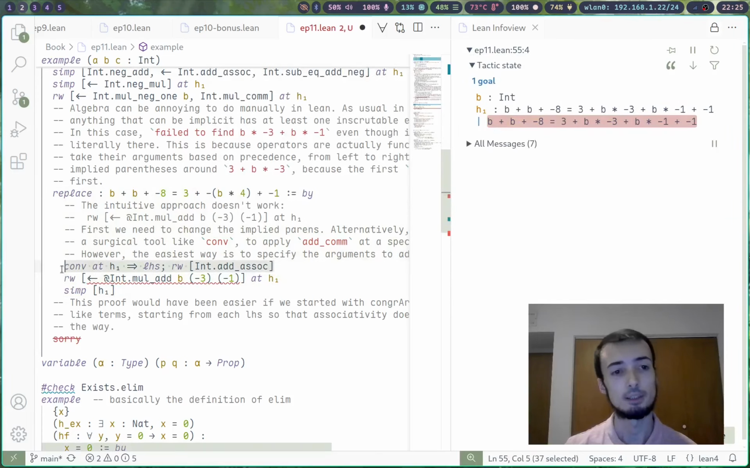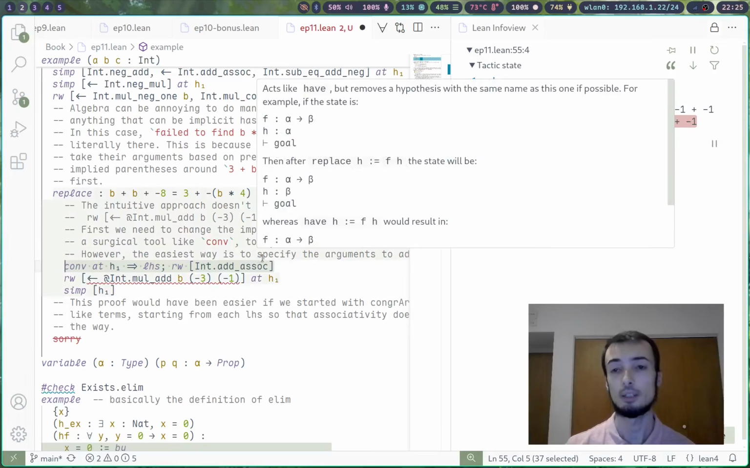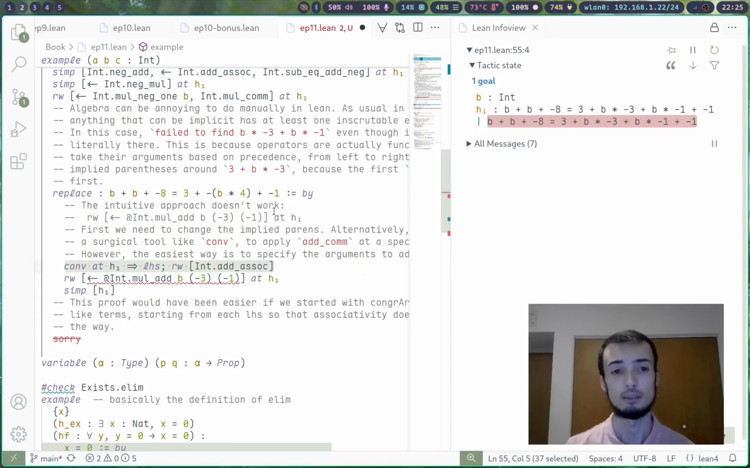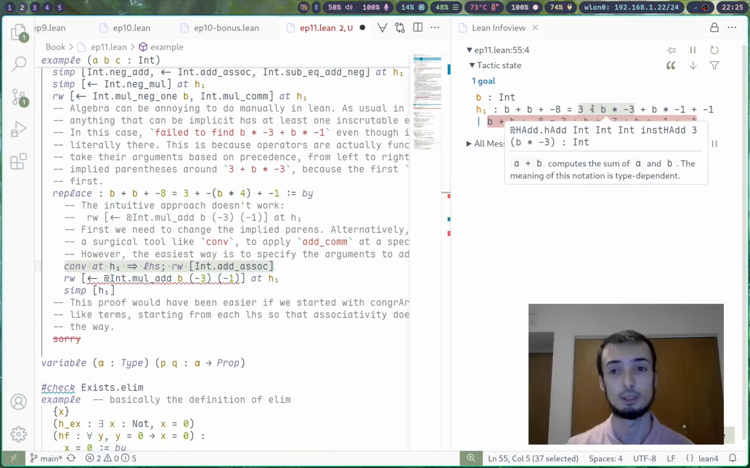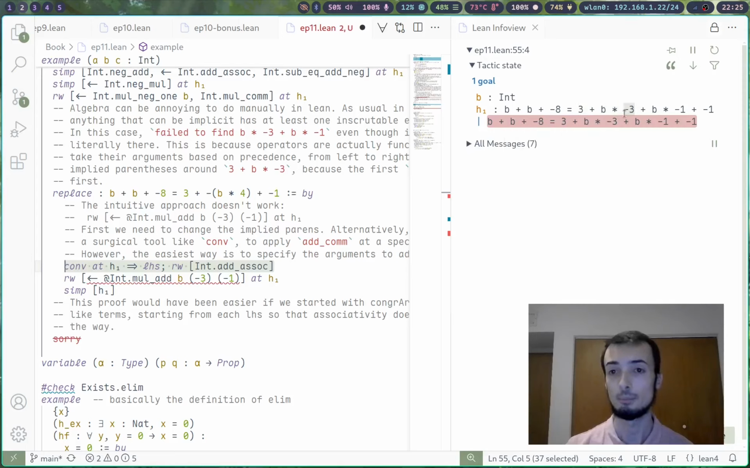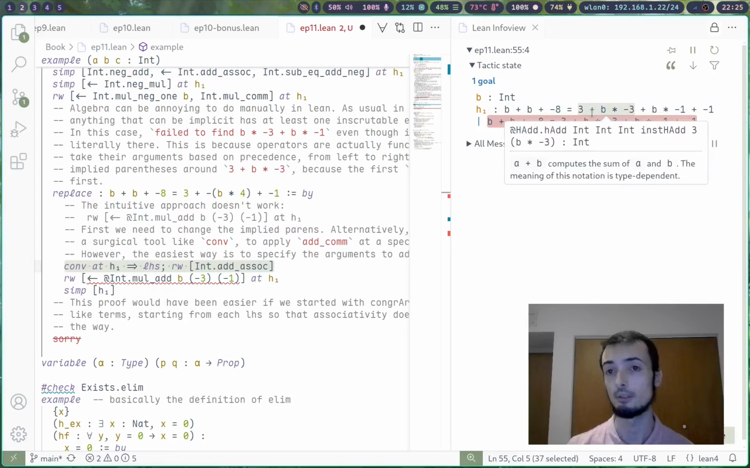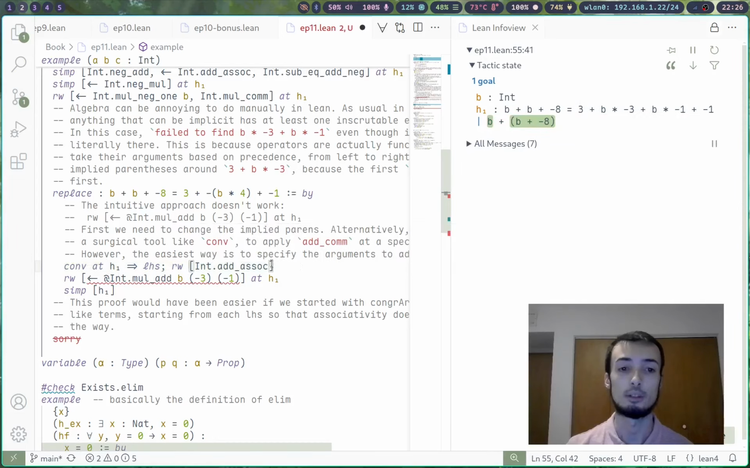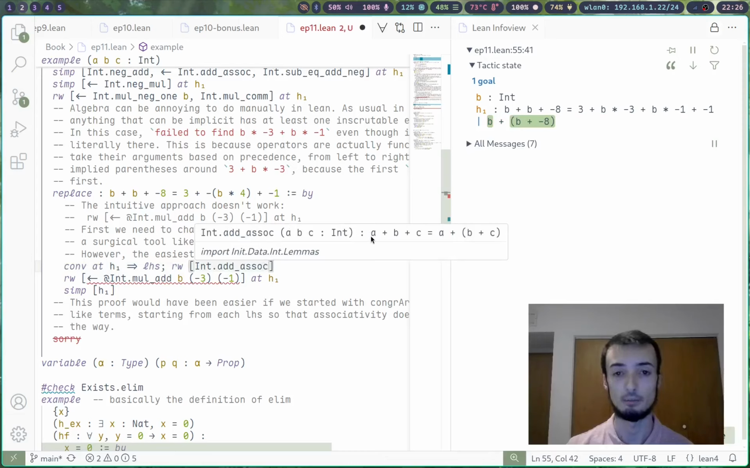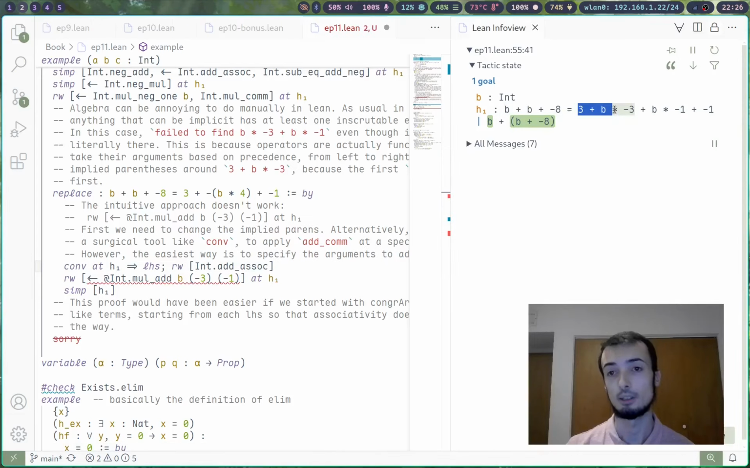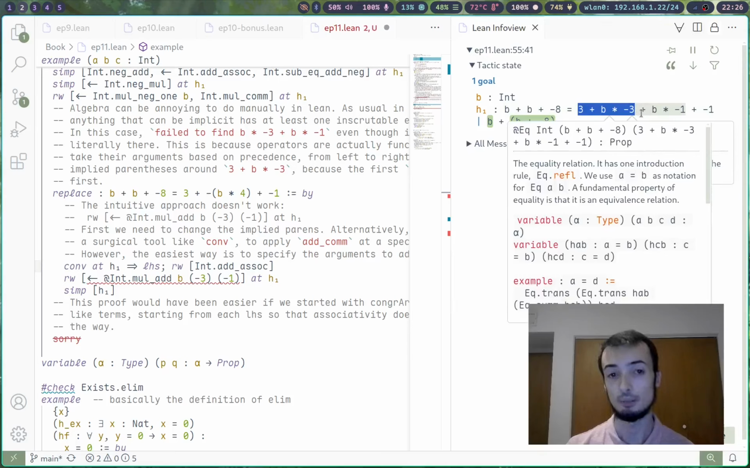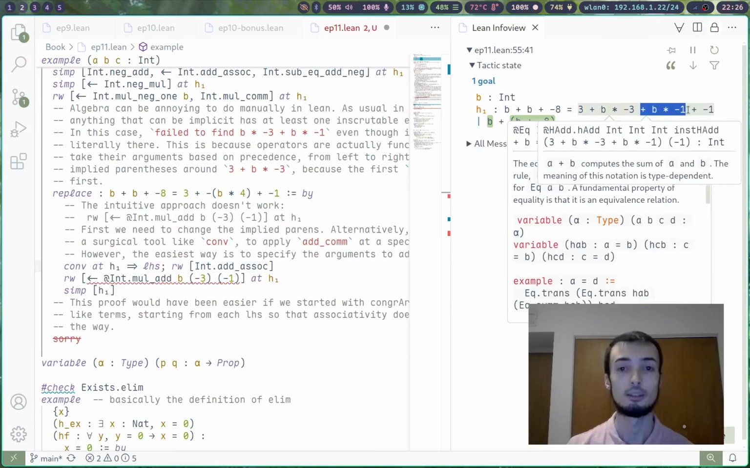And if you play around with this a little bit, you'll find that it's quite impossible to do this with convert. And the reason is very subtle. It's because of the implicit parentheses around this plus. If you hover over it, and this is where hovering over things can really help you, you'll notice that this plus is grouping the b times -3 and the 3 together in parentheses. And that means that when you try to apply a lemma that takes something of the form a plus b plus c, it's going to see this as a plus b in parentheses plus c, and it won't match.